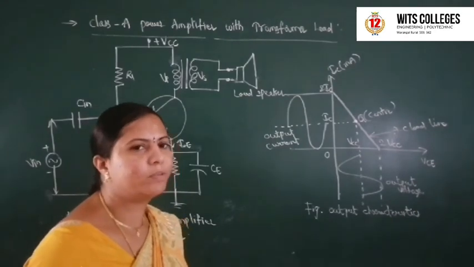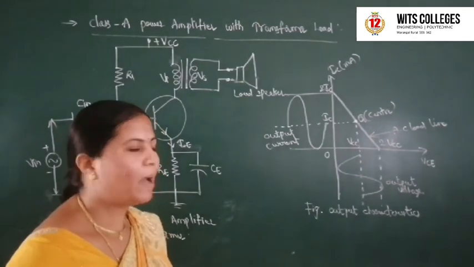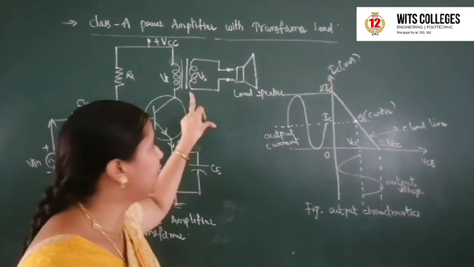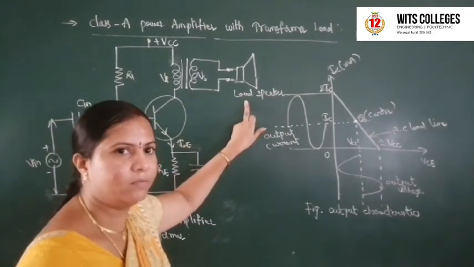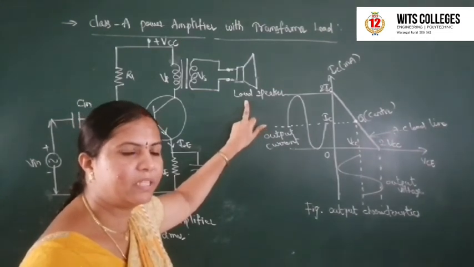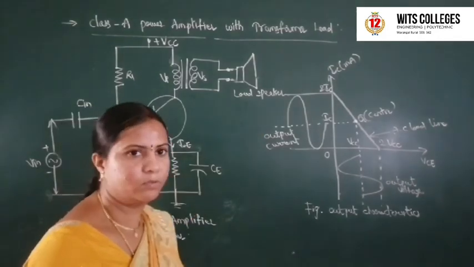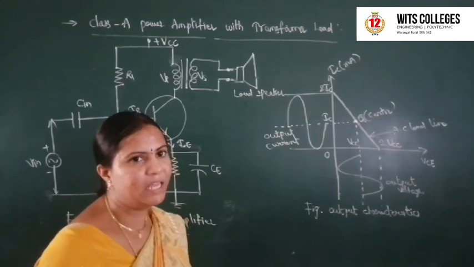If you use transformer coupling, the maximum power will be delivered to the load without any distortion. We can drive the loudspeakers or antennas easily with impedance matching. The power amplifier output impedance is the same as the input impedance of the loudspeakers, so then only the maximum power will be delivered. For this we have to use transformers for impedance matching.